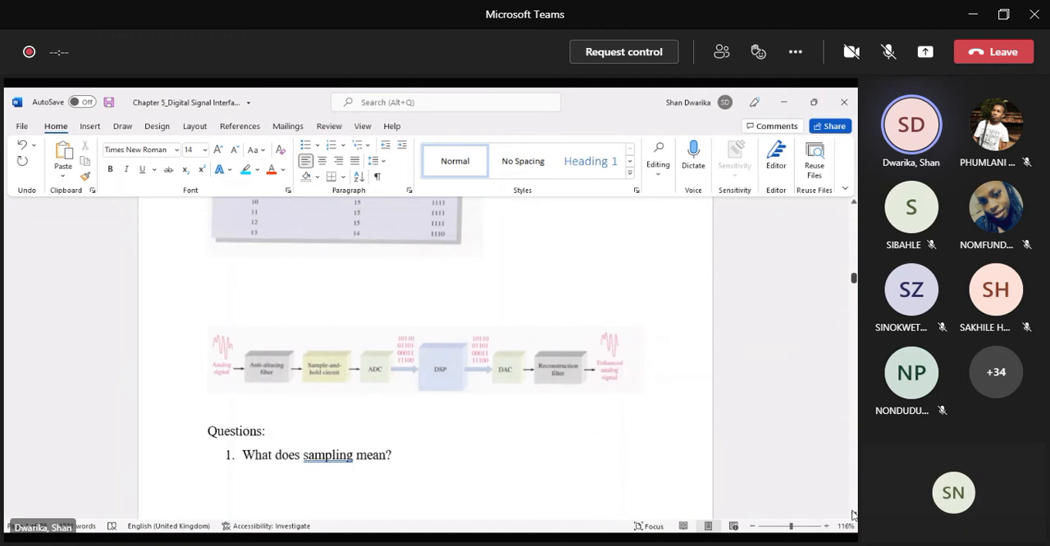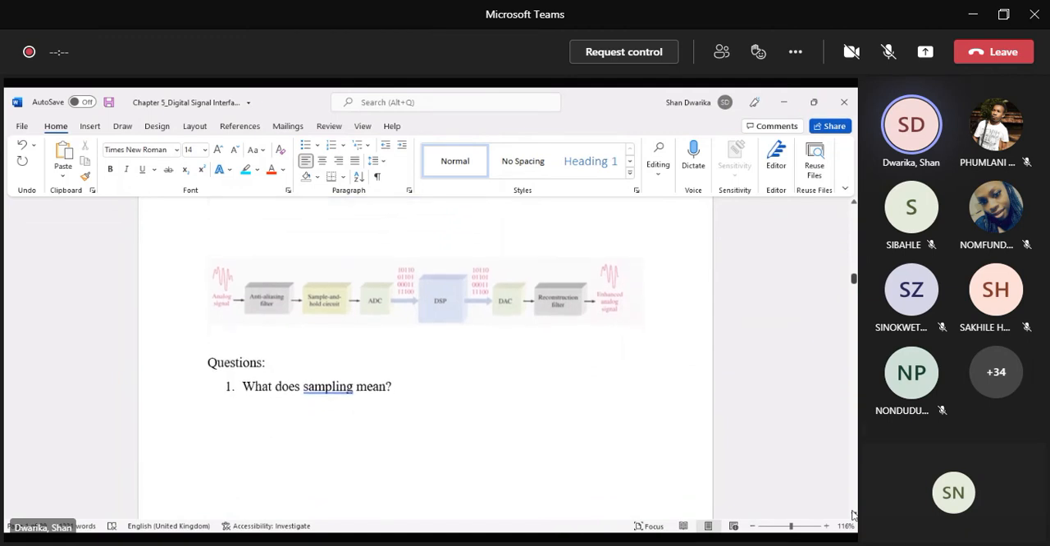Okay, and so there's the process itself. The entire chapter that we're talking about is that you have an analog input on the left-hand side. It goes to an anti-aliasing filter, then to a sample and hold circuit. Then the samples are taken, and you have discrete stair-step values.